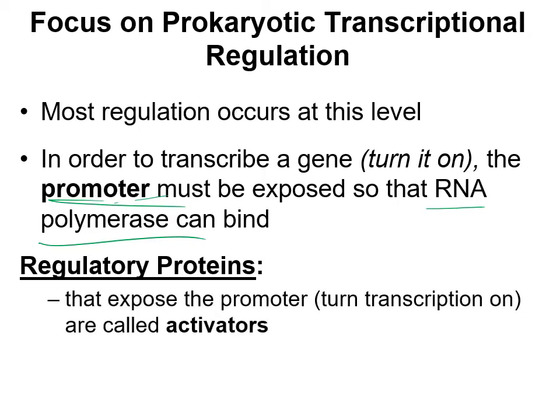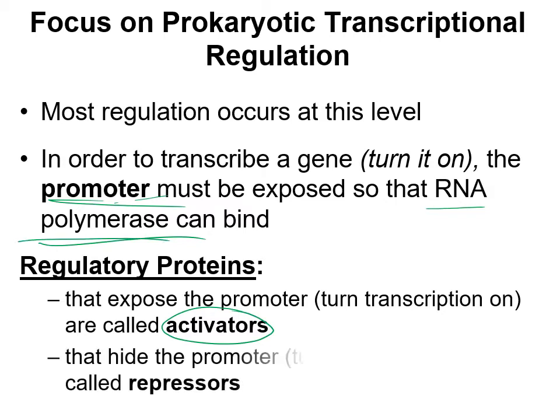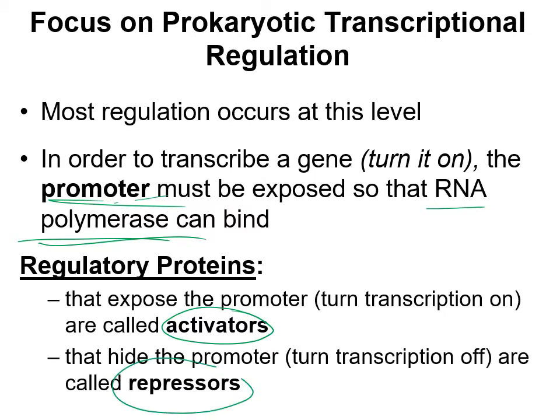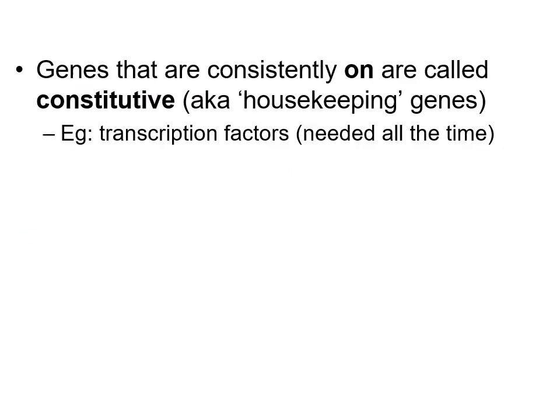The regulatory proteins are things that will either help or hinder this from happening. The ones that help it are called activators, and they expose the promoter. They make it easier for RNA polymerase to land and therefore to make our mRNA. They turn transcription on. And then there are other proteins that act as repressors, and they stop RNA polymerase from binding there, and therefore the gene will not get transcribed.